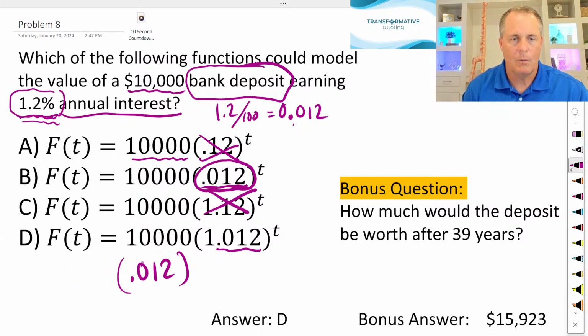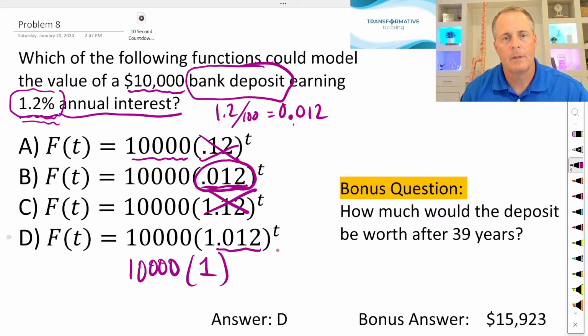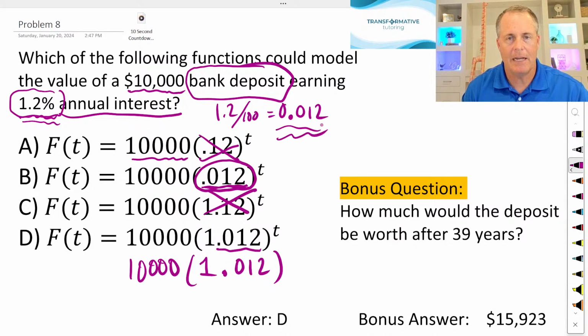But what would happen if you took your $10,000 and you times it by 1? Well, you'd still have the same $10,000, wouldn't you? So, yay, at least you didn't lose all your money, because that's what happened right here. It would all pretty much disappear. But if you actually want your money to grow, you have to multiply it by something bigger than 1. And here, the Scrooges at the bank are just giving out a little tiny interest rate. So you're going to multiply it by 1.012, and then that's to the t power.